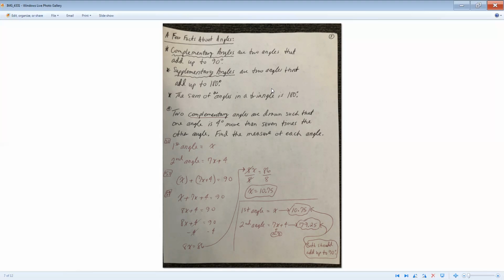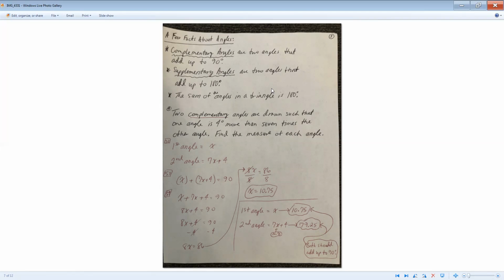So looking at this next word problem, two complementary angles are drawn such that one angle is 4 more than 7 times the other angle. Find the measure of each angle. So we have two complementary angles. Because they're complementary, we know that when we add them together, they're going to give us 90 degrees. We can call one angle x, and then look at how it describes the other angle.